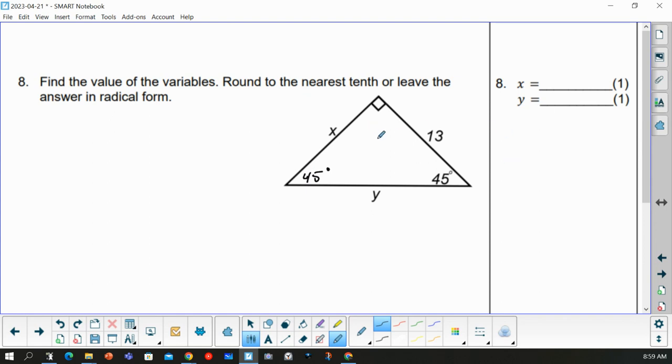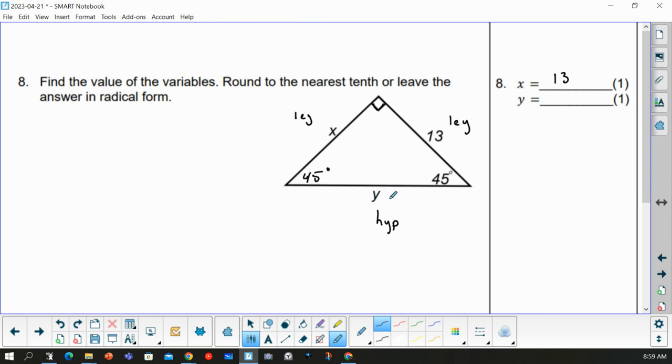Now, let's identify the parts of this triangle. This Y is the hypotenuse. I know that because it's opposite the right angle, right? These two are legs. This is a leg and this is a leg. Now, the legs of a 45, 45, 90 right triangle are equal to each other. So that's really easy to find the X. There's no work to show for this. It's just knowing the shortcut.